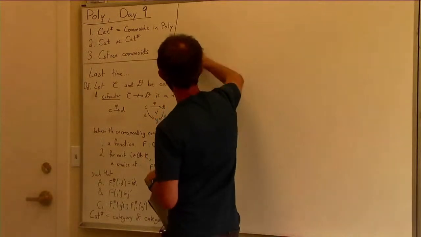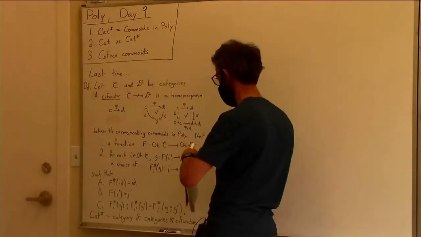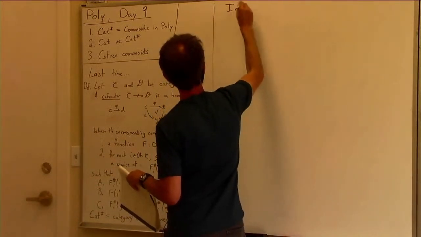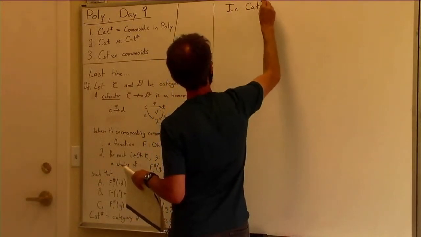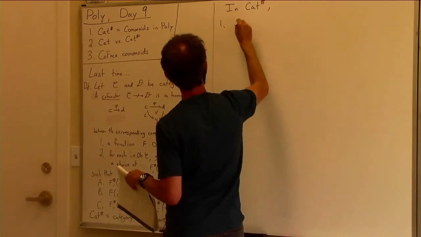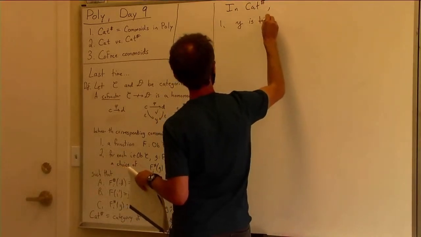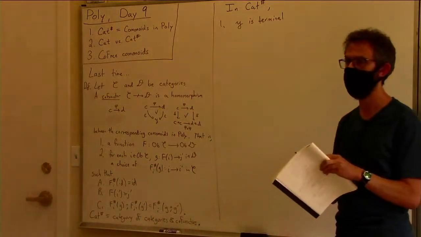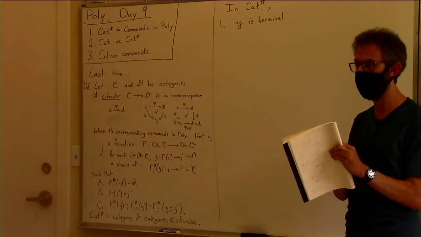Okay, so let's talk about some things about Cat Sharp. In Cat Sharp, 1, which is y, is terminal. y is the category with one object and one map out. So it is the category that you would normally call 1.